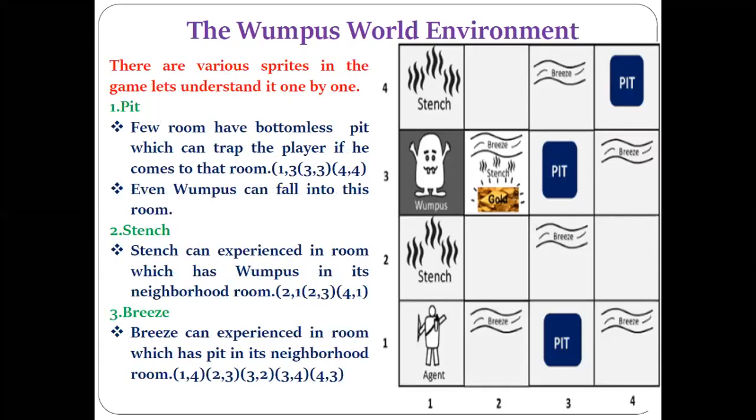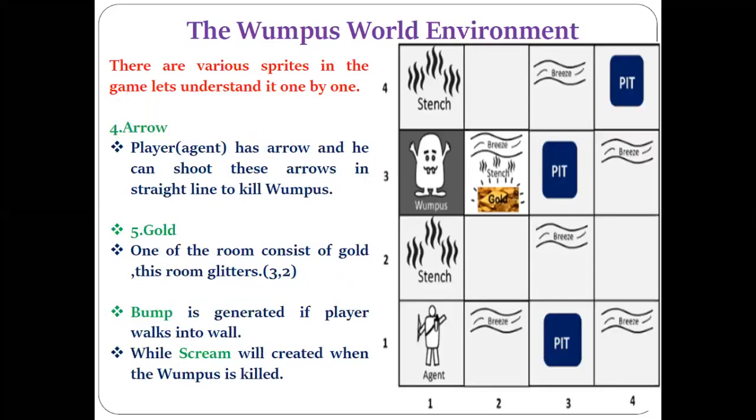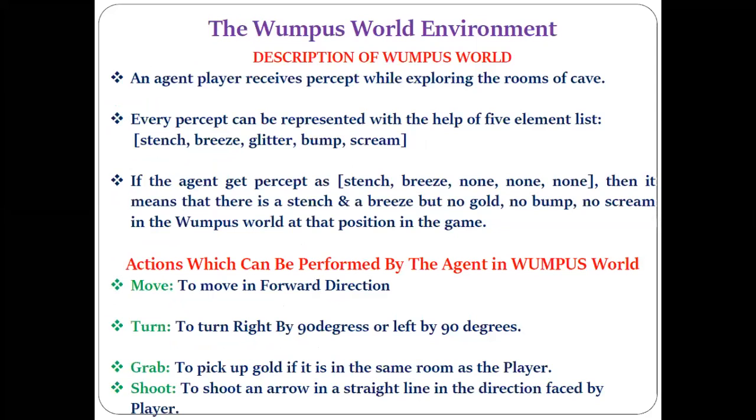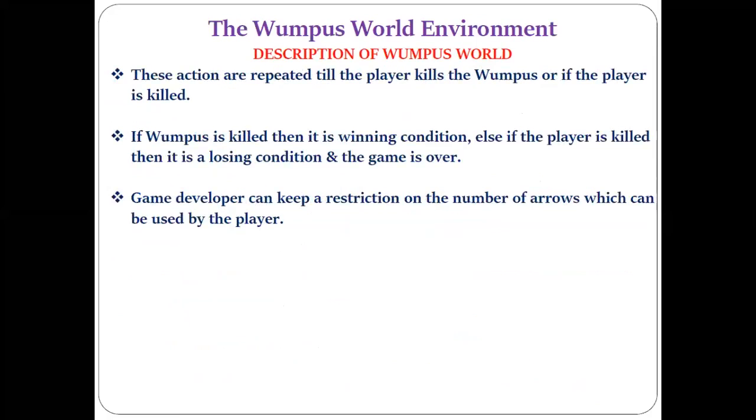We also discussed the various elements of the Wumpus World environment like pit, stench, breeze, arrow, gold, bump, scream, etc., as well as the basic actions performed by our knowledge-based agent, or the AI agent, in the Wumpus World environment, like move, turn, grab, shoot, etc.